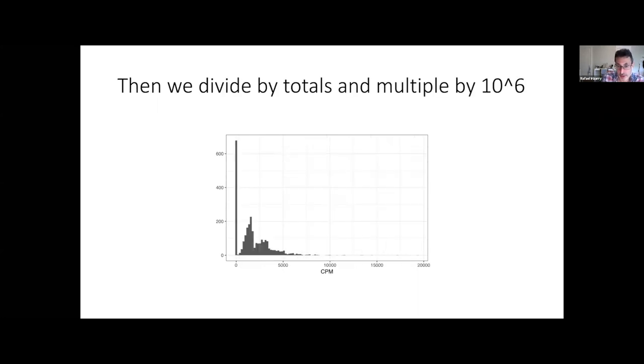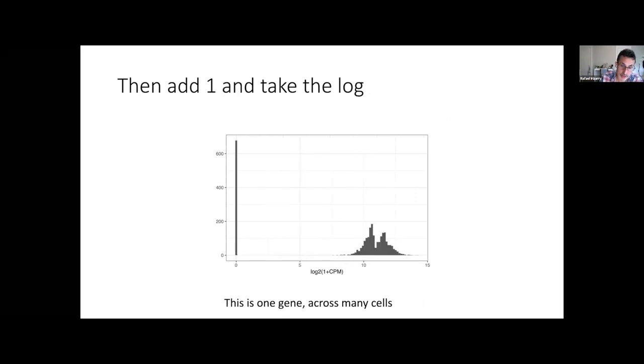But when you divide by the total, because the total changes so much from cell to cell, you introduce a new level of variability, and it introduces this weird bimodality, because apparently there's a group of cells that had a lot of counts and others that didn't. And then when you add one and take the log, that's when the big shift happens.